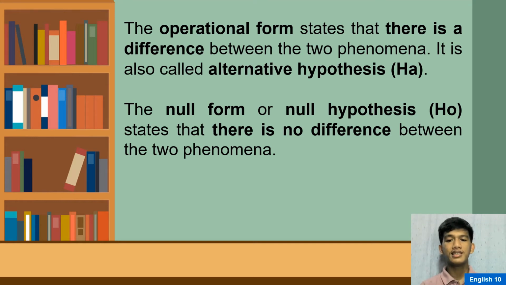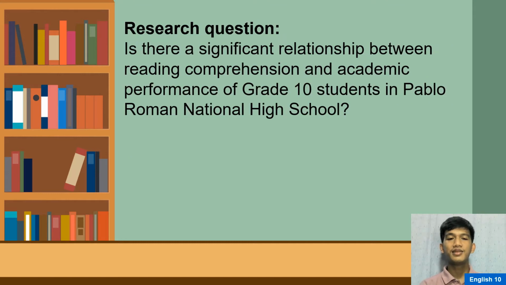The common difference with this is that the first one, which is the operational form or alternative hypothesis, is positive. The other one is stated in the negative form. There is the word no in the null hypothesis. It's easy to identify if it's in null form because most of the time we see the word no or not. Now here's an example of a research question. Is there a significant relationship between reading comprehension and academic performance of grade 10 students in Pablo Roman National High School?